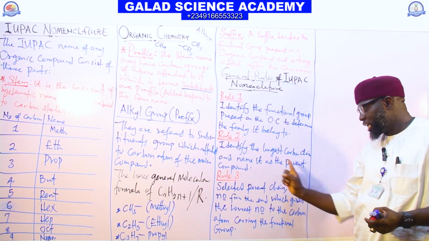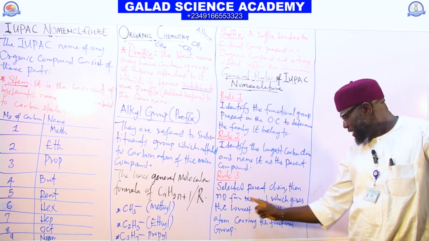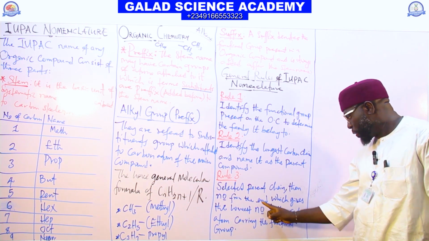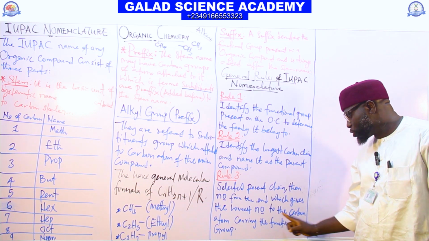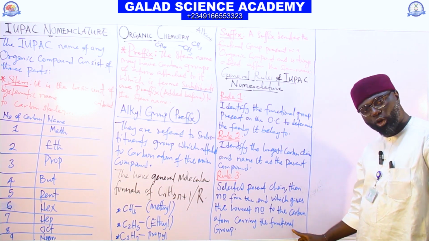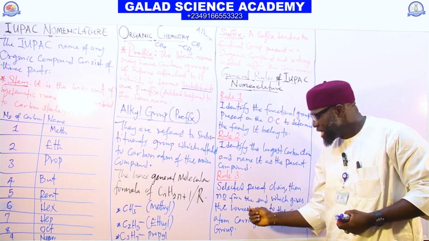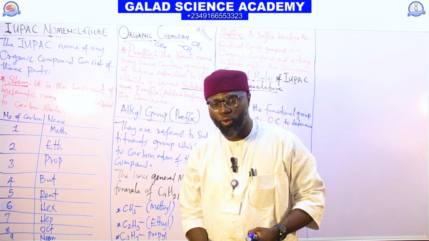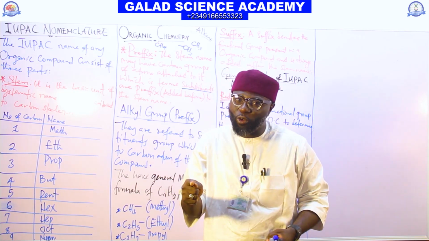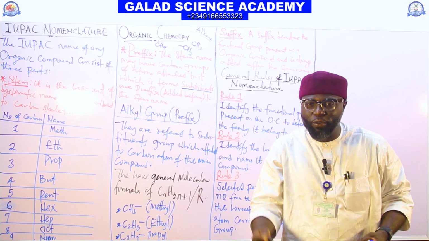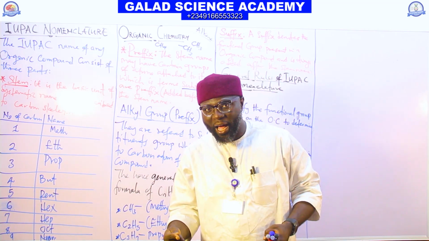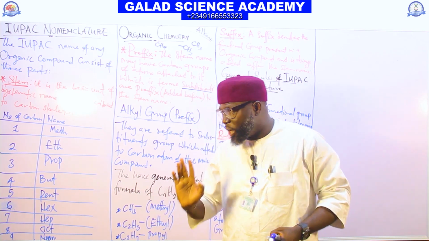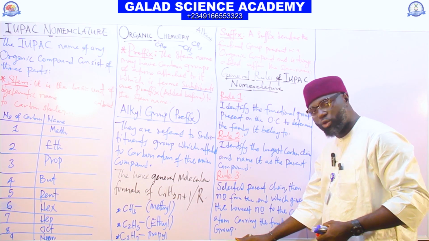After you get your longest chain, then number from the end at which carbon from the end gives the lowest number to the carbon containing the functional group. What I am saying here is that if you are trying to name an organic compound that has a functional group, you will consider the end that will give you the lowest number with the carbon that contains the functional group. Don't worry about that. Let me just write the rules down.